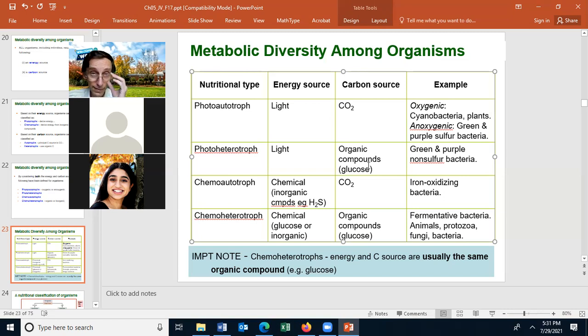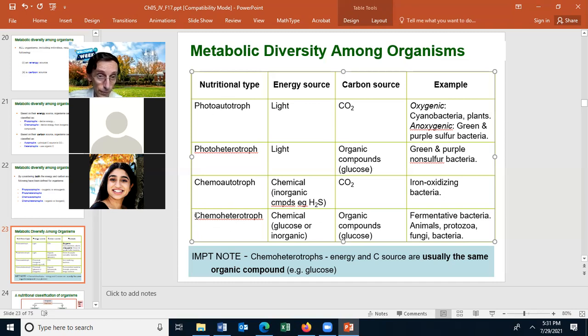But if glucose is around and light is around, it can act as a photoheterotroph, getting its energy needs from light and the carbon from glucose dissolved in the water. And then if there's no light around, but there's glucose around, Euglena can change its activity and act as a chemoheterotroph, getting its energy source from glucose and its carbon source from glucose. And that is a complication, and that is living organisms aren't simple. They can change how they act.